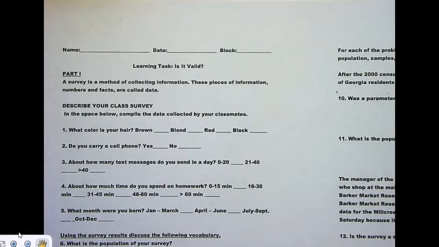Part 1, a survey is a method of collecting information. These pieces of information, numbers and facts, are called data or data. I've heard it said both ways, and I actually say it 2 different ways. Just depends on my mood, I guess. Describe your class survey. In the space below, compile the data collected by your classmates. We're just going to do it really quickly. All right, so the first thing we're going to do is collect data about hair color. Pick a hair color that you feel like yours most closely represents. Your choices are going to be blonde, red, and black.